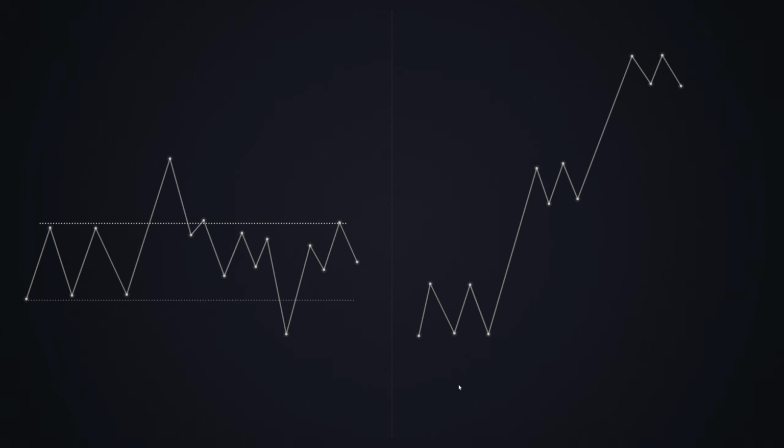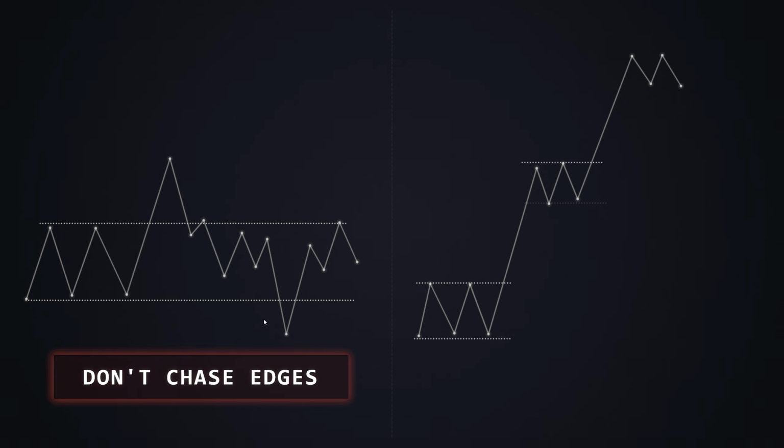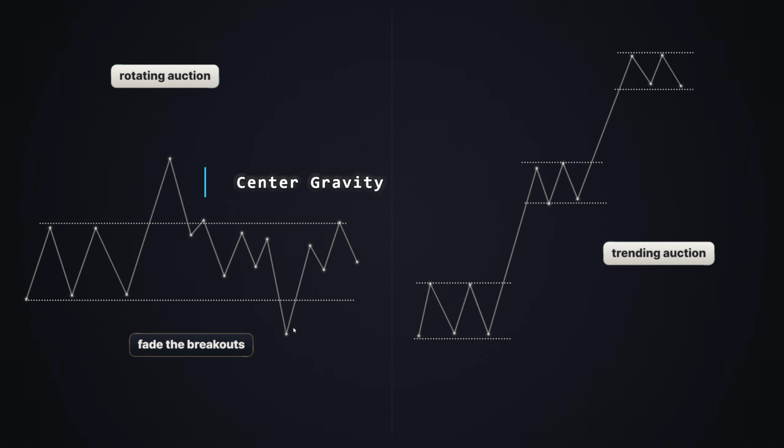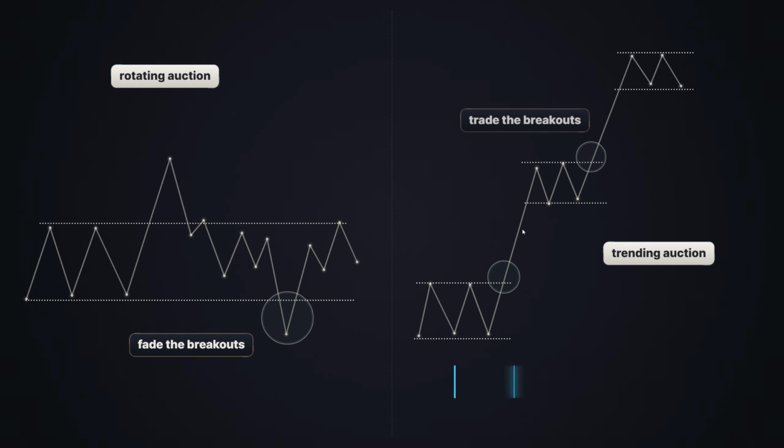In a rotating auction, I don't want to chase every edge break. I want to be careful at the edges because the market is proving it likes the center. In a trending auction, I don't want to fade every breakout. I want to favor continuation when price accepts outside old value.